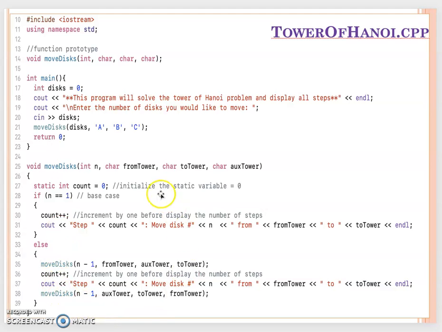Of course, in order to run this program, in the main function we need to ask the user. This program will solve the Tower of Hanoi problem and display all the steps. We ask the user to enter how many disks you want to move. Then we read the disk number and call the recursion function to move n disks. Our beginning is tower A, our destination is B, and we're using C as the assistant tower. Then you can try to run this program.